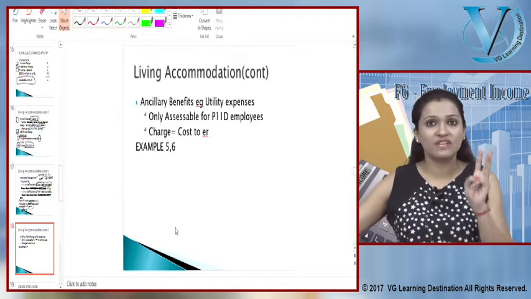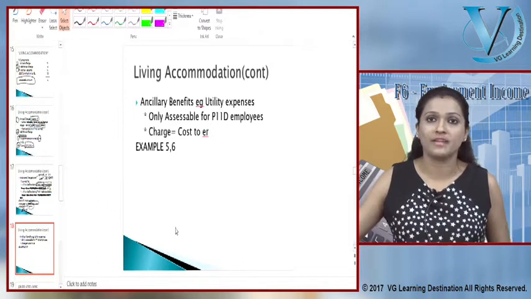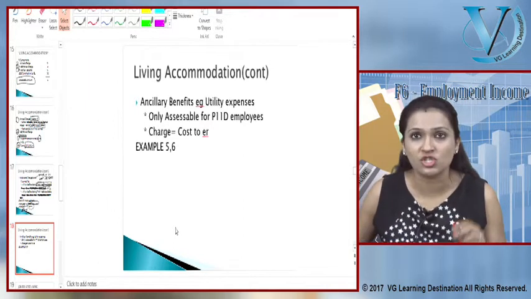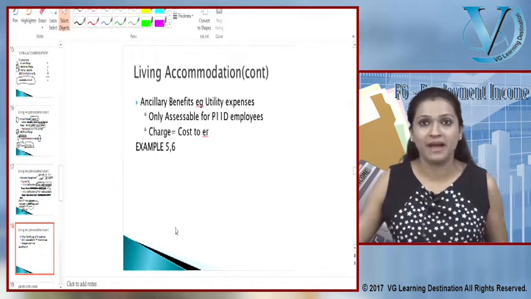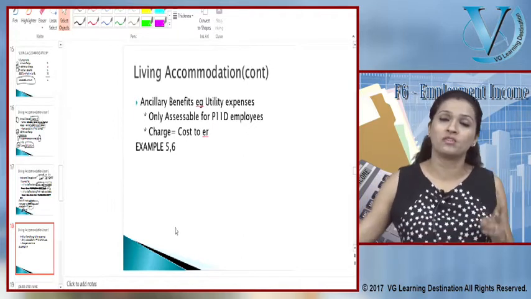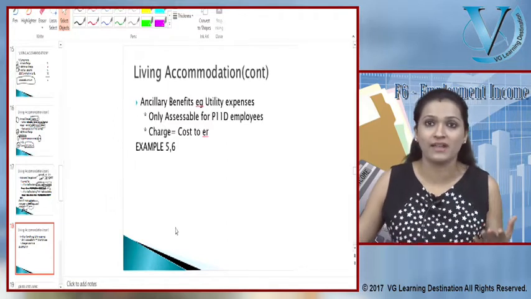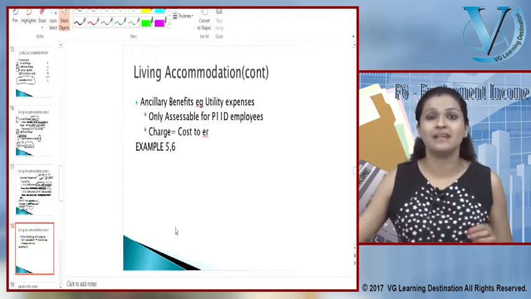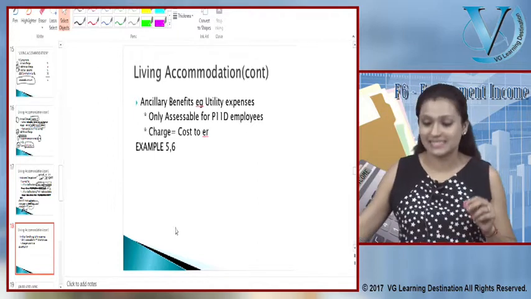Now remember, there were 3 charges which I told you, which are going to form part of your living accommodation. We first begin with the annual charge, which was the higher of the gross rateable value or the rent paid by the employer. The second was the additional charge, which would be levied if both the conditions were met. Both conditions being: that the employer is the one who owns this accommodation and the cost of this accommodation is more than £75,000.